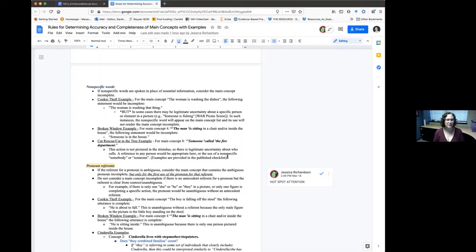And in the cat rescue checklist, we do provide several examples. Things that we saw were the neighbor, the lady next door, the mom that was in the house. Sometimes even people said, you know, the dad or the little girl called the fire department. So there are a lot of options for who is calling the fire department, but legitimate uncertainty surrounding that.